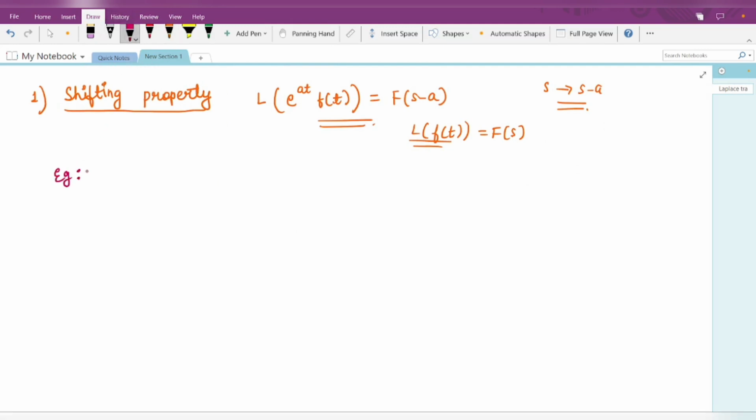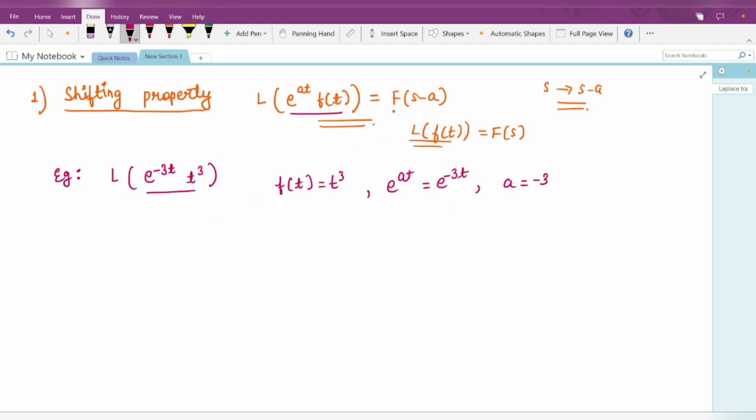So for an example, let us suppose we are finding the Laplace transformation of, say, e raised to minus 3t t cube. Okay, so observe this. Compare e raised to at f of t with e raised to minus 3t t cube. So here f of t is t cube, e raised to at is e raised to minus 3t, and therefore a is the same as minus 3. These are the things we have.